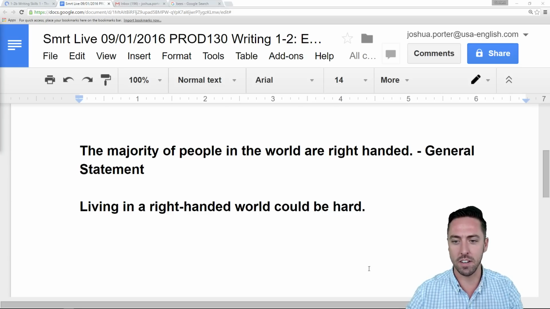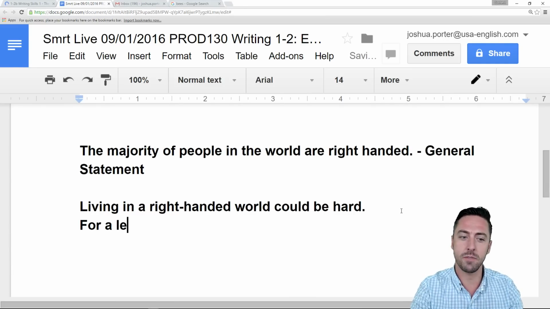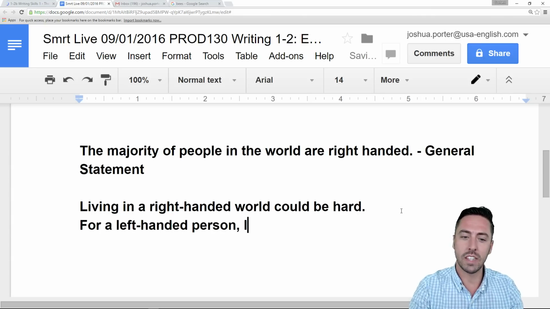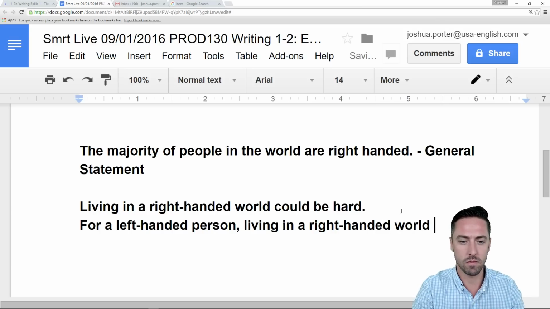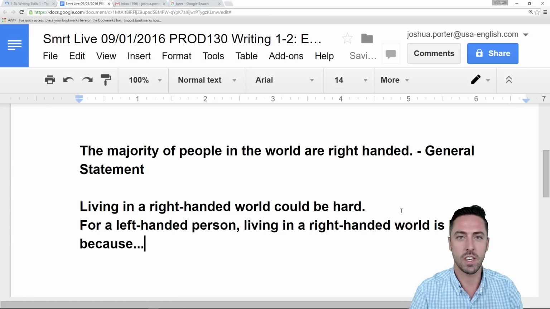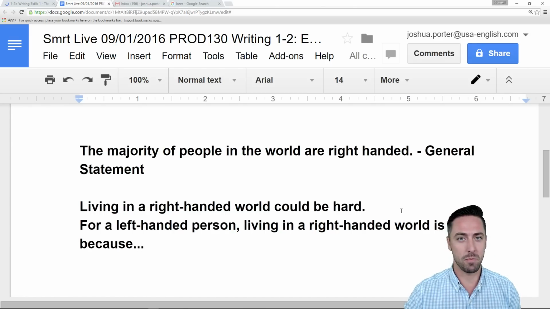I might expand on this and make it a little bit stronger by changing some of the language and adding a little bit as well. I would say for a left-handed person, living in a right-handed world is hard because, and I would add information. Now, you don't have to write it exactly as I did. This is just what I came up with based on your idea.